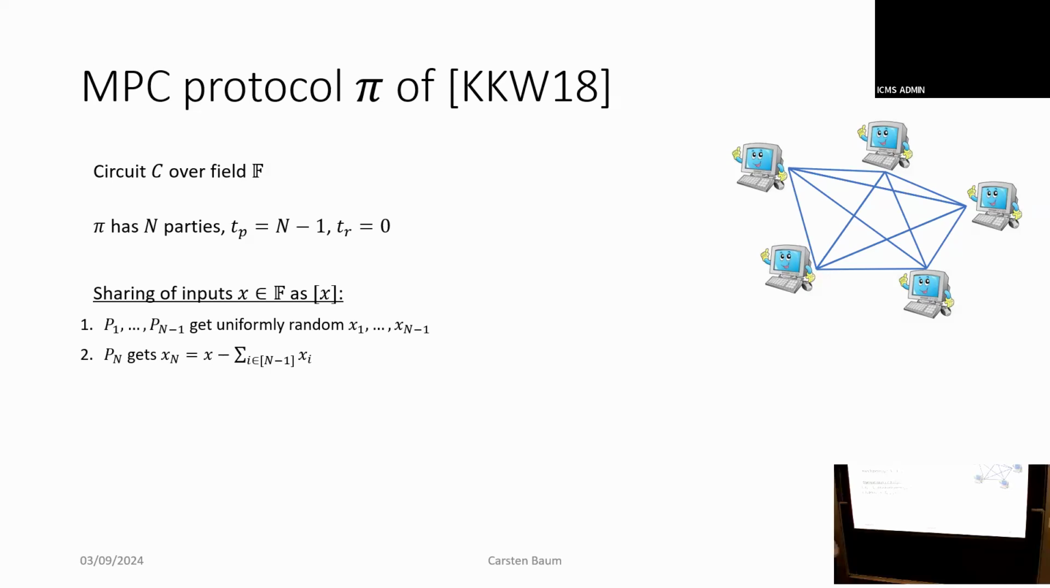It's called the sum sharing. It's the simplest secret sharing that is out there. Okay, we have a secret sharing. That was the first ingredient. Now we just need to realize the addition and the multiplication gates, and then we're done, right?